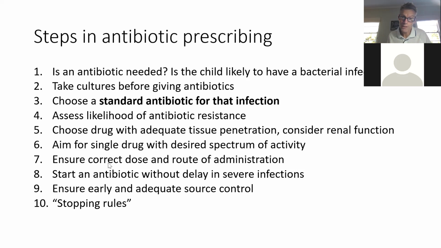We should ensure the correct dose and the correct route of administration. That's obvious, but I do see children who are treated with the wrong dose, either too low or too high, and it might be too high because of their characteristics. Like for example, if they've got renal impairment, kidney failure, then using too high a dose of antibiotic can make it worse.